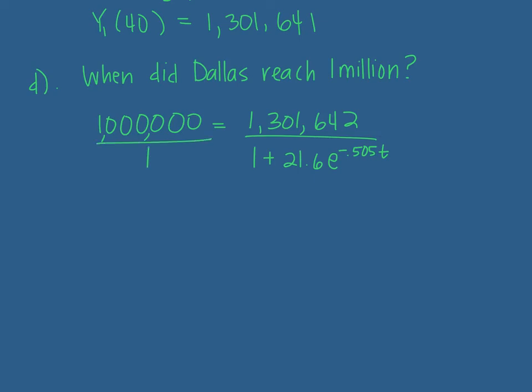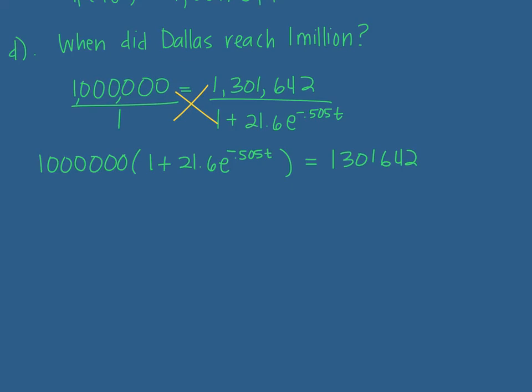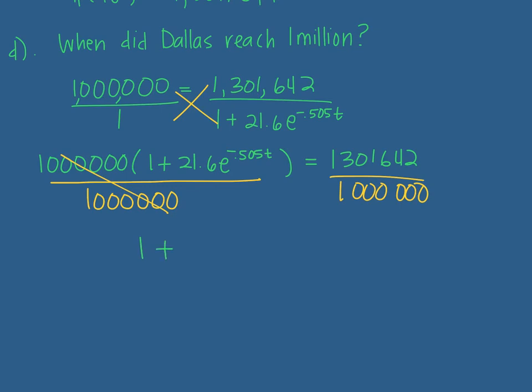Okay, you're going to drop a 1 under the million, and you're going to cross multiply. So put the million outside of 1 plus 21.6e to the negative 0.505t. And on the other side, we'll have our 1,301,642. So cross multiply, but just put it on the outside of parentheses, and then divide. We're going to divide both sides by a million. When you divide by a million, the 1 plus 21.6e to the negative 0.505t is on one side, and 1,301,642 divided by a million is 1.301642. We just have a decimal now instead of having the million.